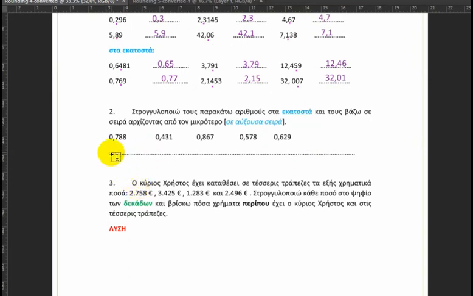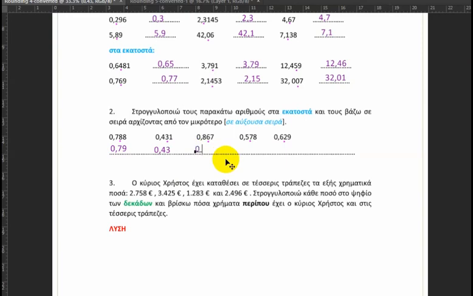Next, we need to round them to the hundredths, and then we need to put them in order. So 0.788 will become 0.79 because, okay, I need to mark. The hundredths are here, here, here, here, and here. So after the 8, there's another 8, which is a big number, so 8 becomes 9. Then we have this, which becomes 0.43, because 1 is a small number.